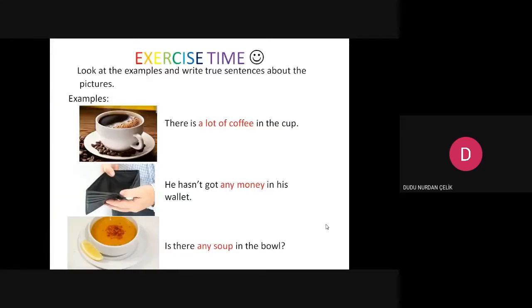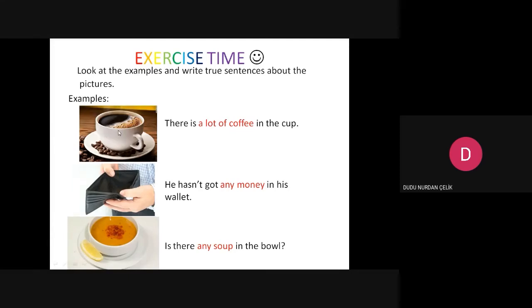Before we do some exercises, I'm sure you're tired a bit, but be patient, and we are almost at the end. Try to understand better, because we're going to do exercises. Look at these examples.